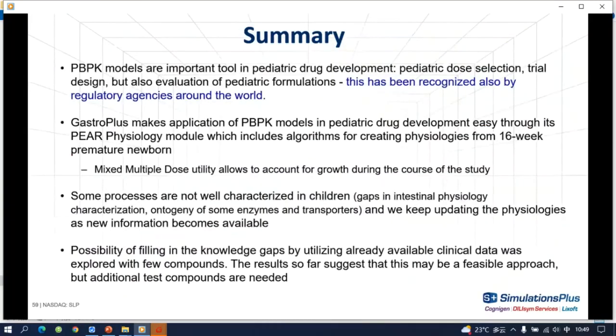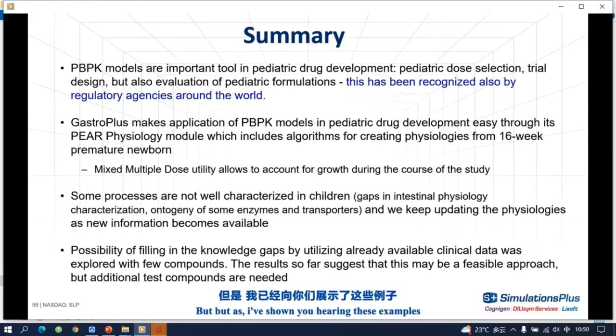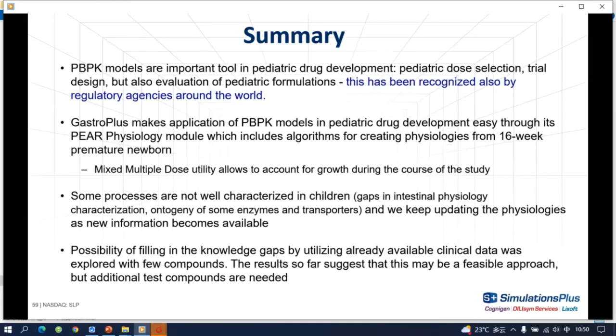So to sum this up, I'm hoping that by now I have convinced you that the PBPK models are a critical tool in pediatric drug development. Dose selection, trial design, but also evaluation of pediatric formulations. Usually when you see publications, a lot of talk and a lot of focus is on pediatric dose selection. But as I've shown you here in these examples, evaluating the formulations is just as important an aspect.